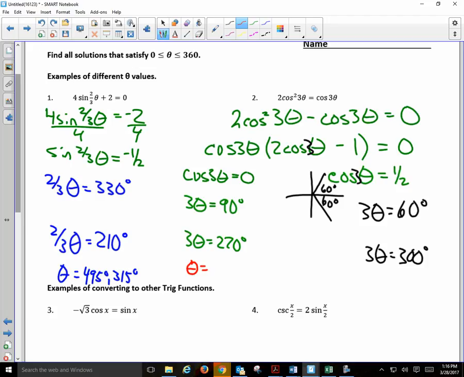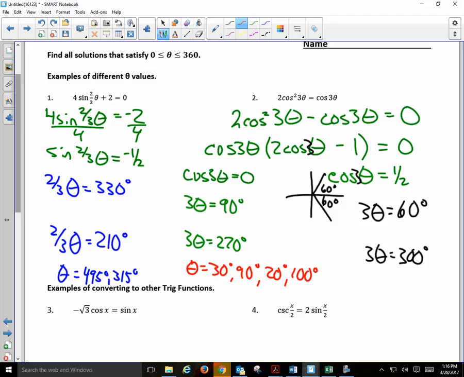So I get theta is equal to 30 degrees, 90 degrees, 20 degrees, 100 degrees. Now, let's look at our two answers real quick and understand what we're learning about our solutions in this scenario. Notice here I got 495 and 315. Do those both sit between 0 and 360? No. And the fact is that there are more solutions than just this that sit between 0 and 360.